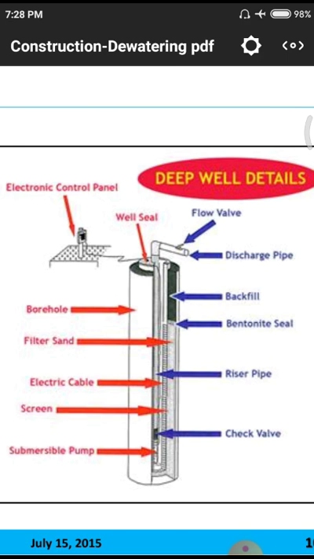What is the purpose of a valve? It controls the flow of water, so we need to use these valves. Next one is the discharge pipe. The discharge pipe discharges water from ground level to the upper level. Next one is the backfill. Backfill is the material between the pipe, that means the diameter of the pipe casing, and the normal ground.